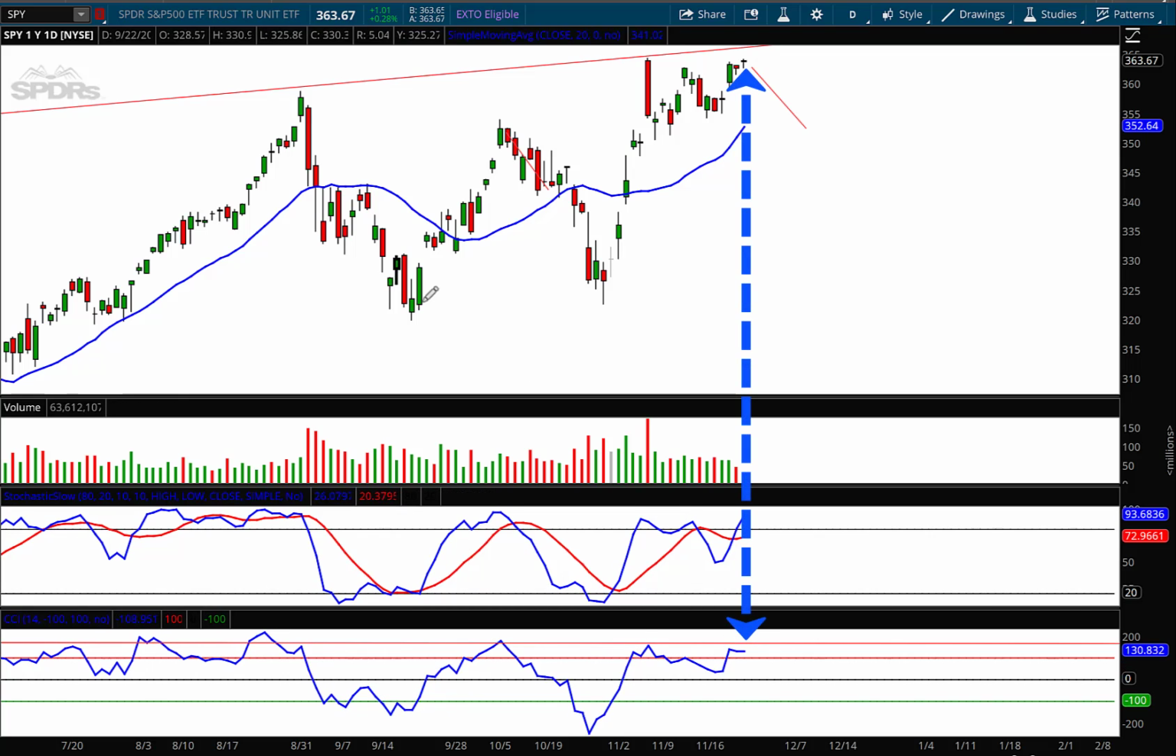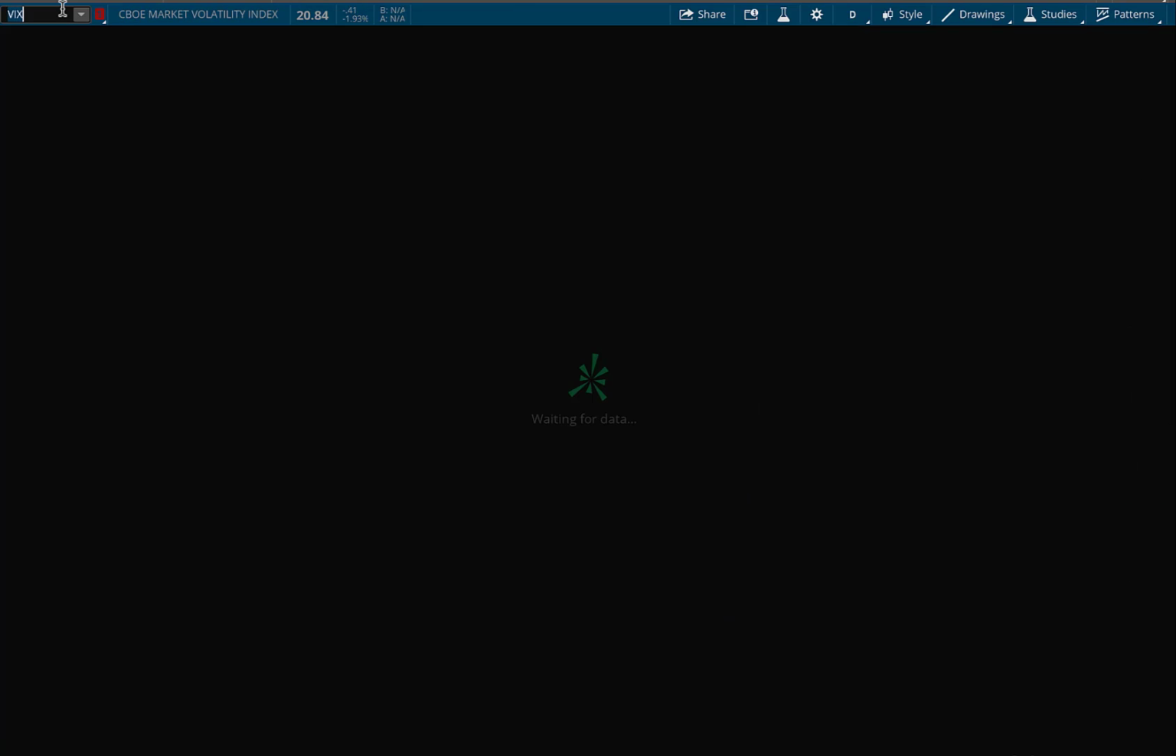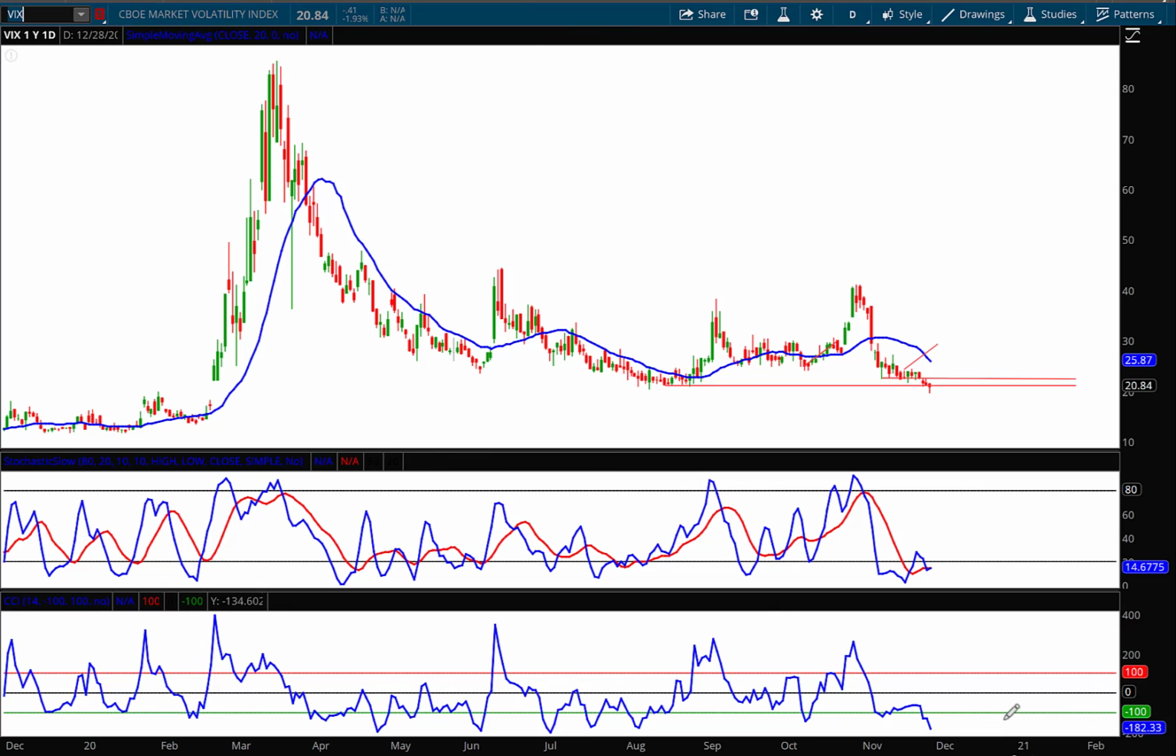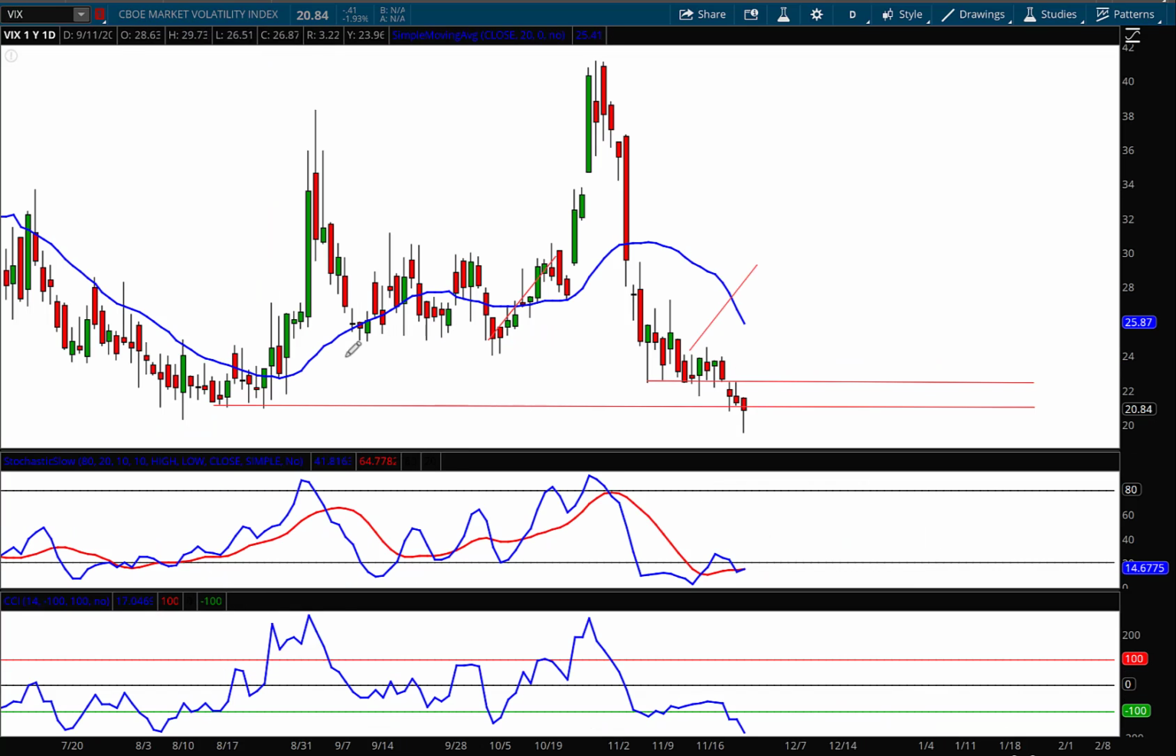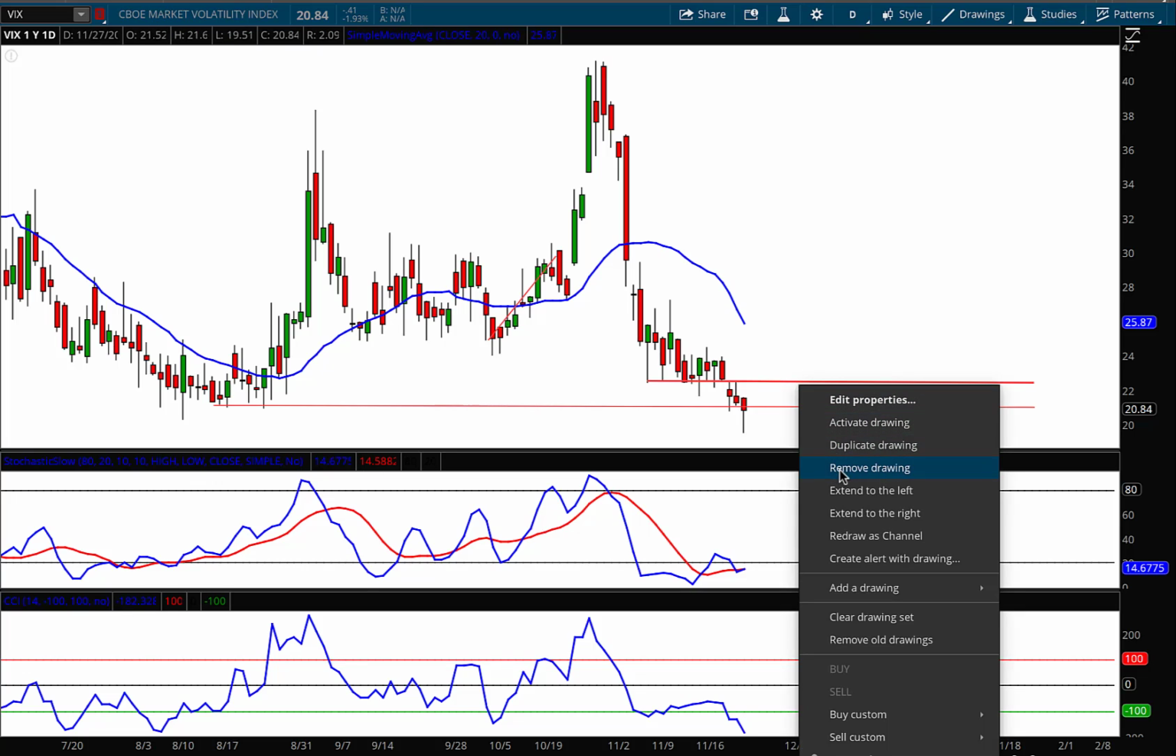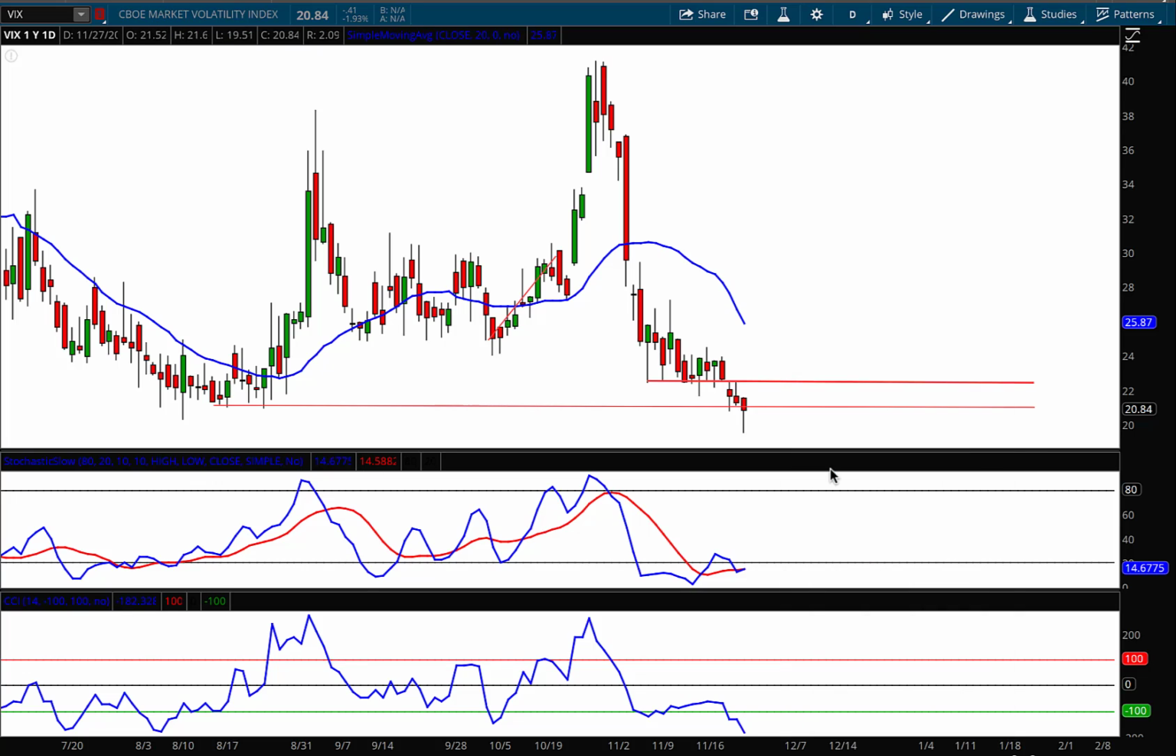Again, negative divergence right there. So if we take a look at the VIX, I'm going to hop to the VIX because that's inversely related to the S&P. We have the support levels holding quite nicely. This has been in place for a while. Going to erase this, moving on over to the right, because when the VIX starts taking off, it's most likely going to take off. And it could be a very rapid rally after this hammer pattern right here.